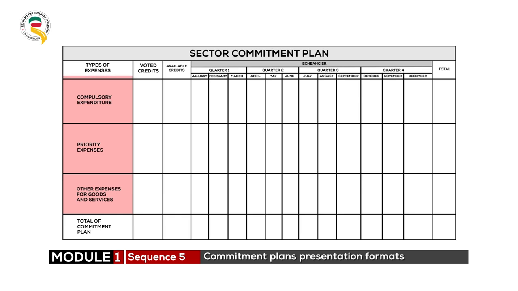Within each major mass, expenditure categories are listed in order of priority. For example, in the major mass expenditure on goods and services, you will find in order the following categories: compulsory expenditure, priority expenditure, other expenditure on goods and services.